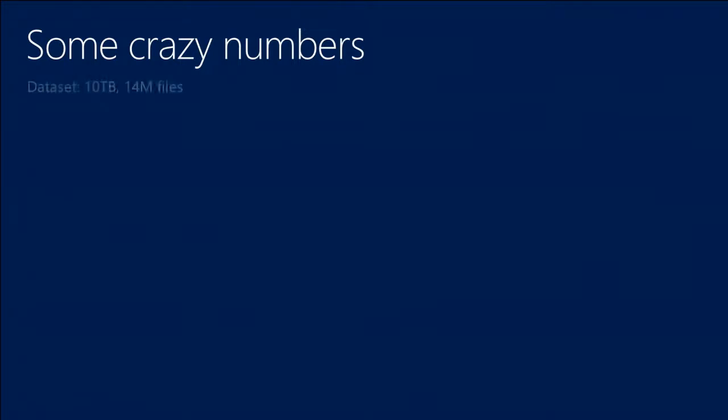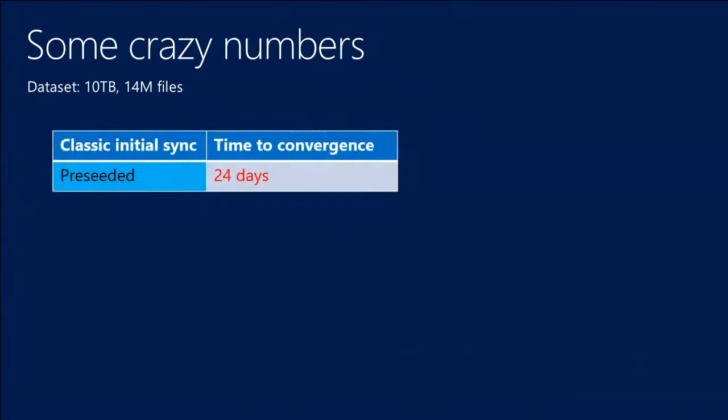Because these numbers are bananas. So in our little first test, on some really ratty hardware (you're probably faster than this), it took 24 days to do 14 million files, 10T. That's the old-fashioned way. We pre-seeded it, let DFSR run. A week and a half, or 3 weeks later and change, it was finally done.